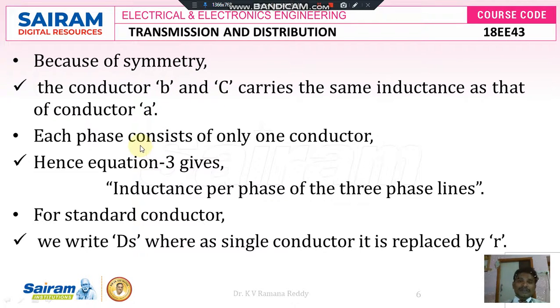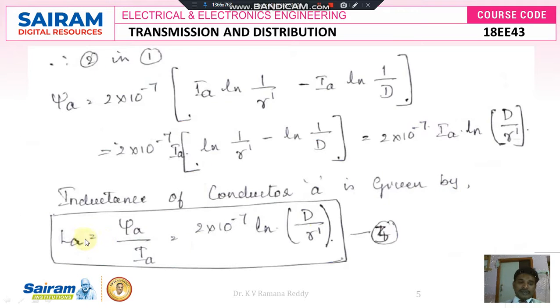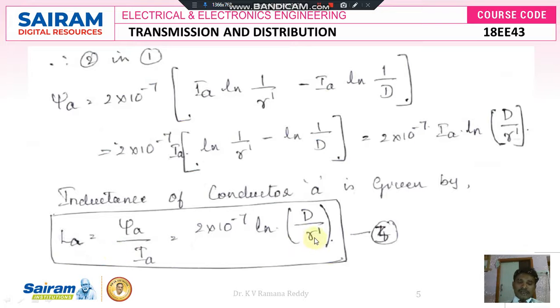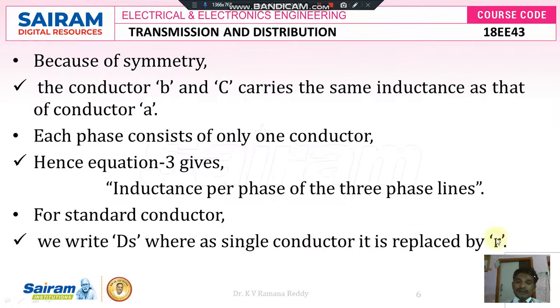Therefore each phase consists of only one conductor, hence equation 3 gives the inductance per phase of 3 phase lines. So this is the inductance per phase of the 3 phase line. For a standard conductor we write Ds, whereas for a single conductor it is replaced by R. That means in place of R dash I can replace it by Ds. To understand, for a single conductor it is replaced by R.